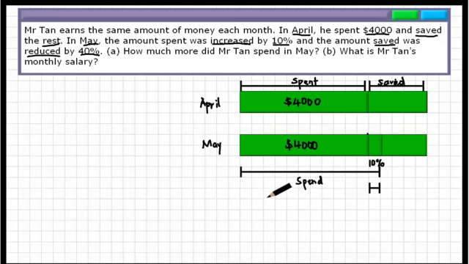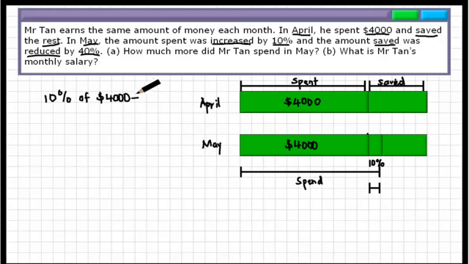So for the first question, how much more did Mr. Tan spend in May? We can actually find it based on the information that we have indicated in our model. So it would be 10% of the spending in April, which is $4,000.